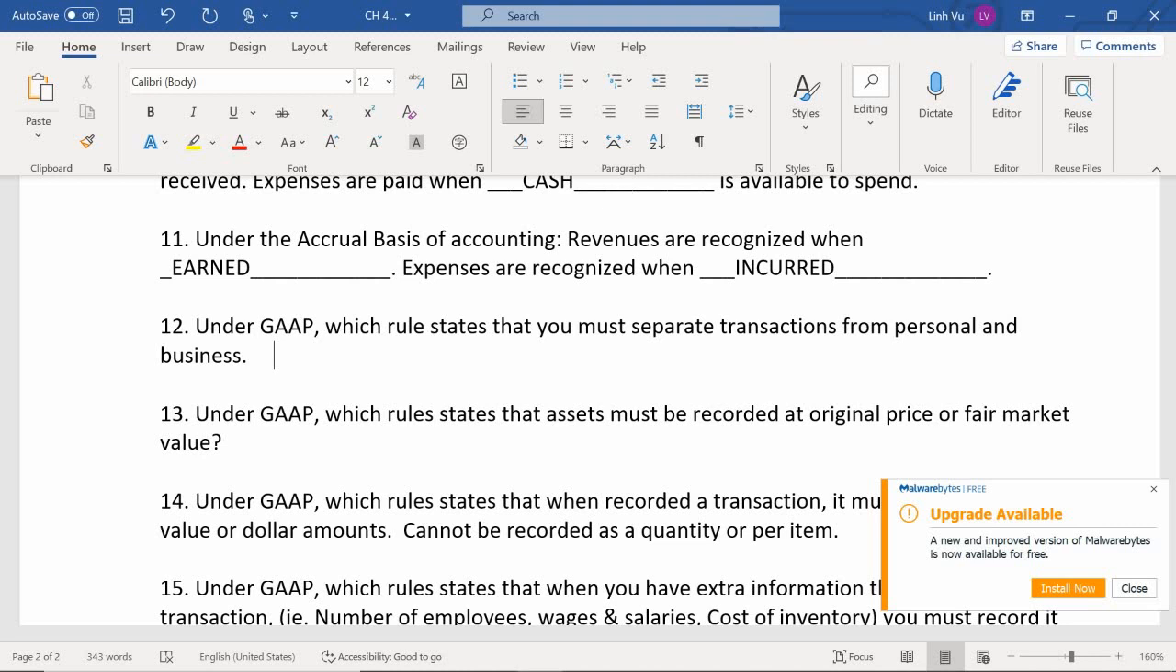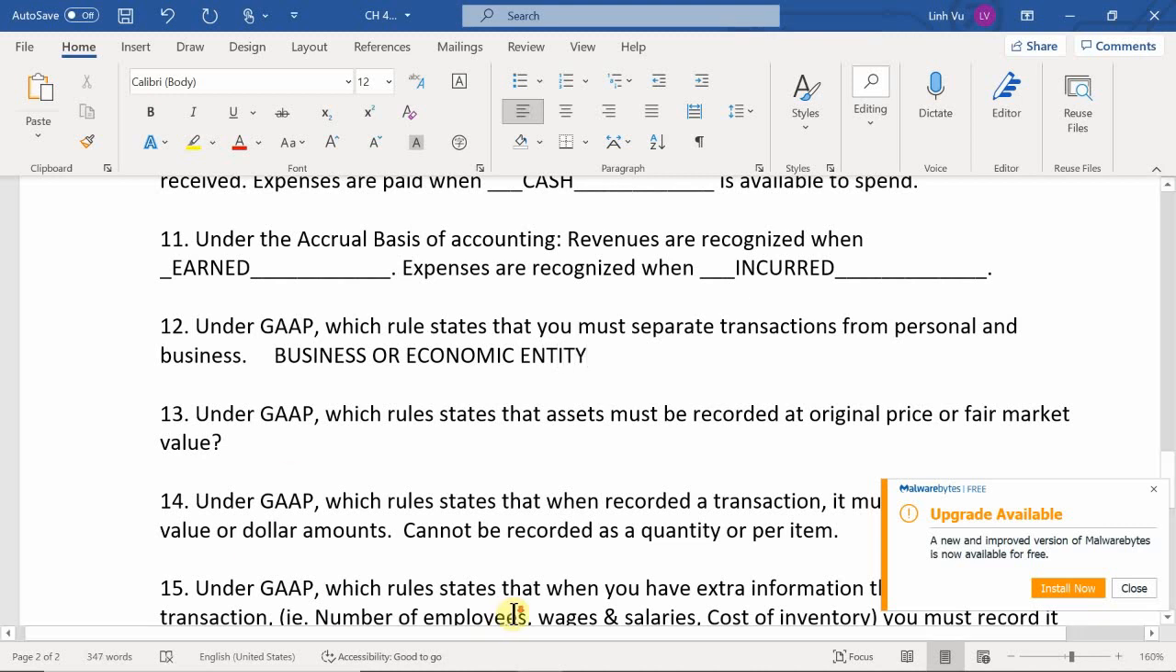So what we said, the first one is the business and economic entity, separated. Yes, separate, good. Business and economic. This is the definition, right? You need to find a way to separate your business versus your personal transactions. Good.